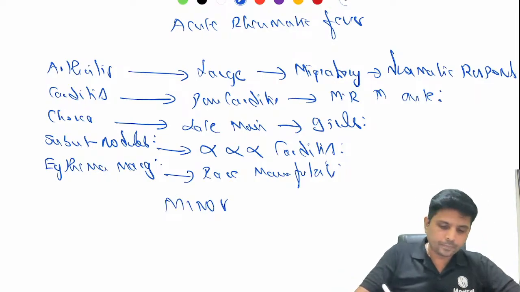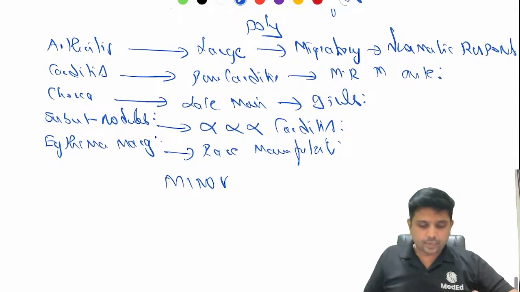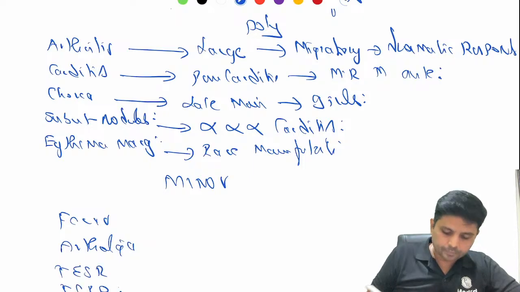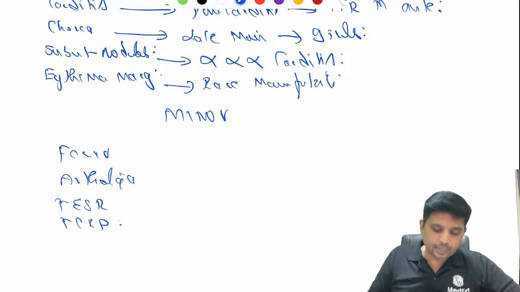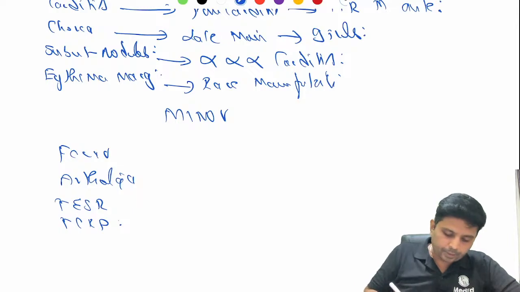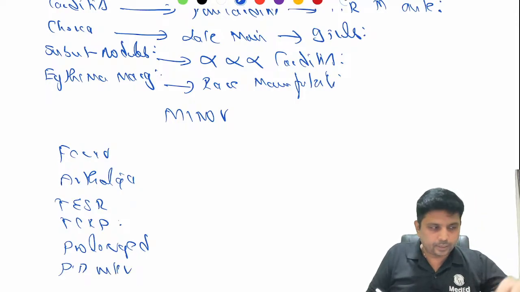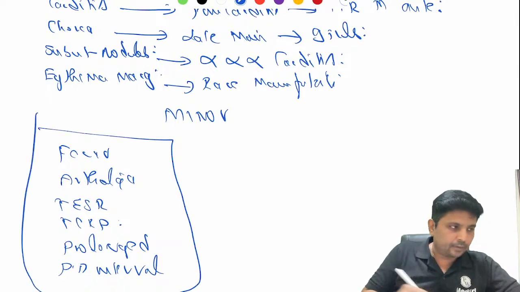What are all the minor criteria? Arthritis is migratory polyarthritis. Minor criteria are fever, arthralgia, elevated ESR, elevated CRP, and then prolonged PR interval. In ECG, you will get a prolonged PR interval. These are all the minor criteria.